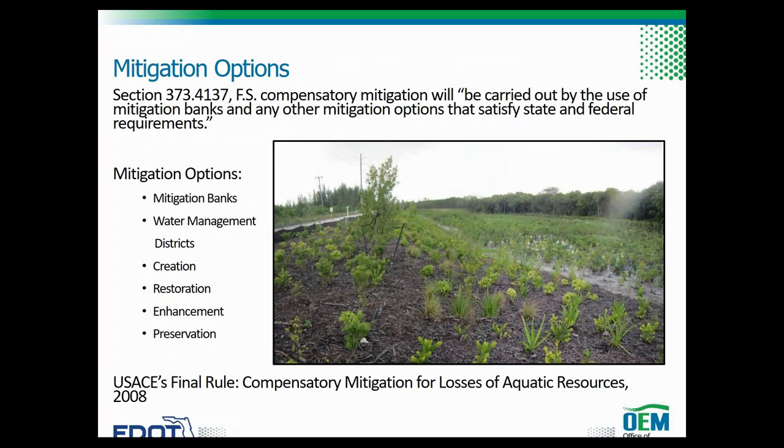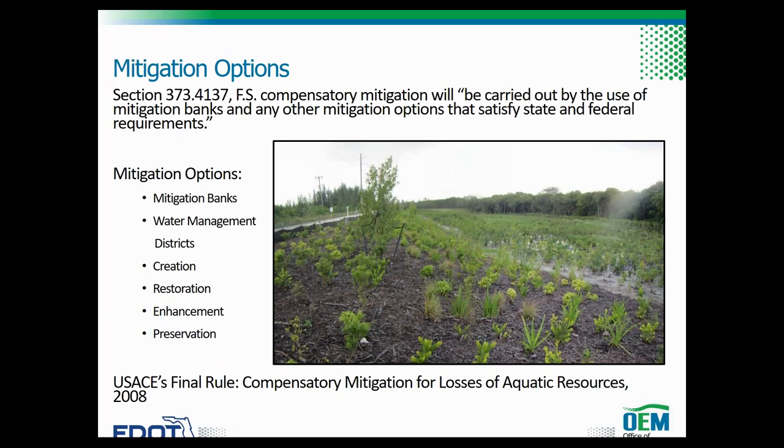FDOT typically offsets wetland impacts at mitigation banks through funding of mitigation services by the water management districts or through in-lieu fee mitigation. For those projects which cannot be mitigated through a permitted mitigation bank or water management district due to credit or site availability, respectively, FDOT will propose alternative mitigation. Alternative mitigation options include creation, restoration, enhancement, and/or preservation.